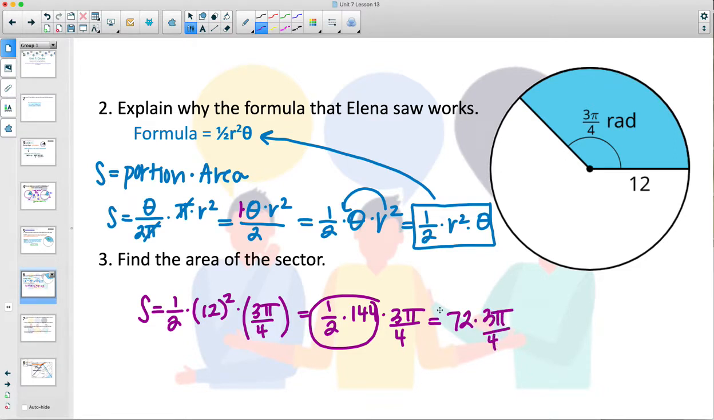And then 72 divided by 4 is 18. So if I divide that, I'm going to get 18 times 3 pi. And then 18 times 3 is 54. So we get 54 pi units squared for this area.